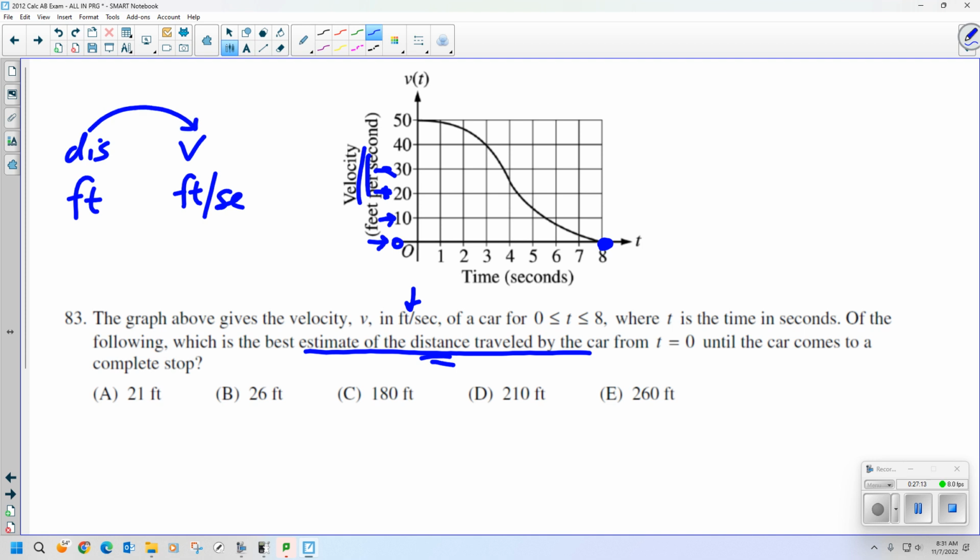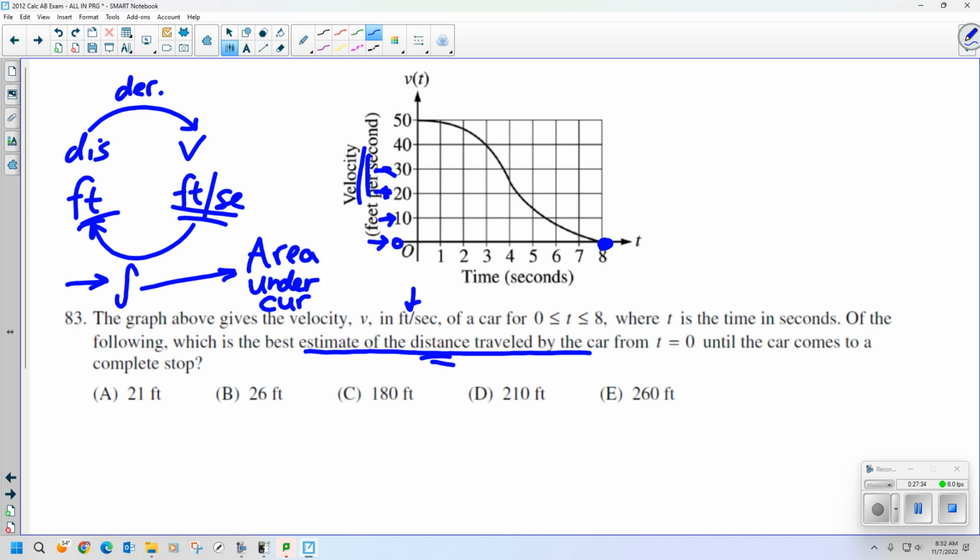Velocity is the derivative of distance or position. That means I need to integrate to get position, or go from feet per second to just feet. I need to integrate. Integration, my friends, is area under the curve. And I don't have to be exact. I just need to estimate the area under the curve.